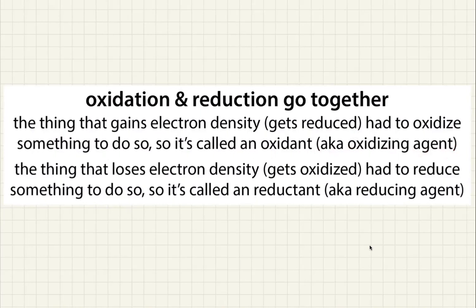And the thing that gets oxidized, the thing that is losing electrons, well, it had to reduce something to do so. It had to give those electrons to something. So it's called a reductant or a reducing agent. And so some common reducing agents that you'll see in the lab and in your body, some of these.